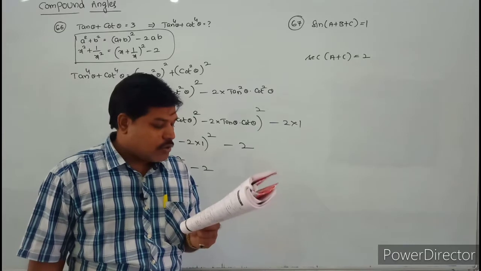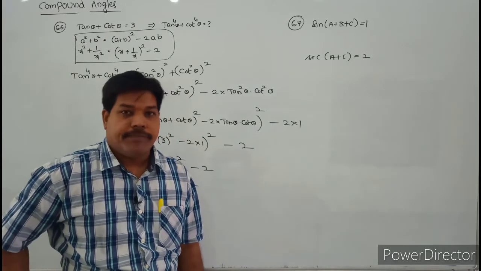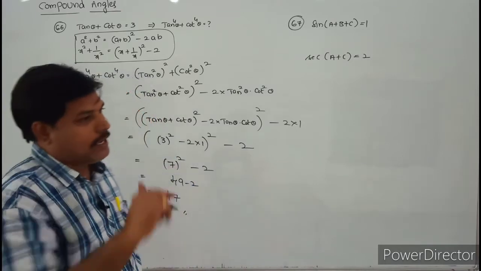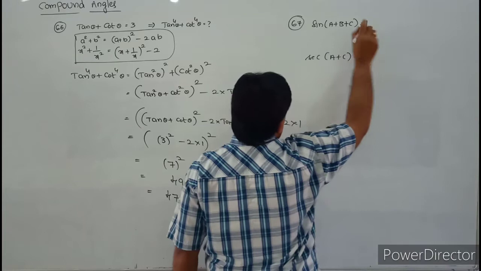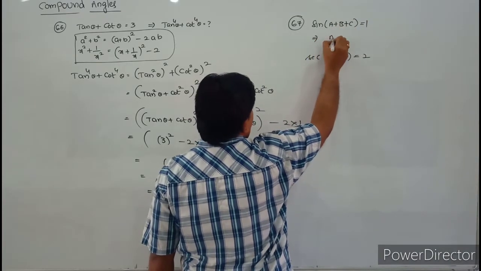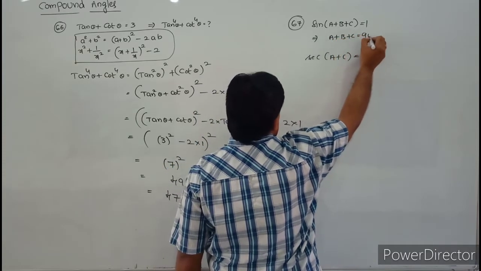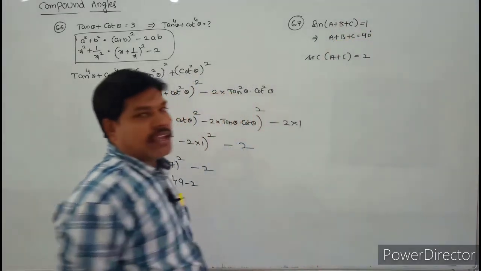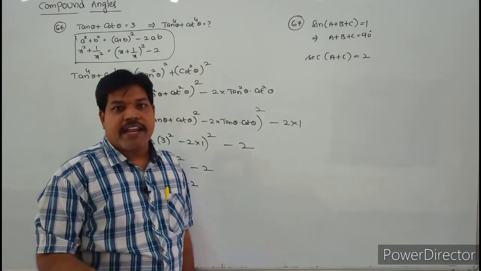Then the question is, ABC being acute angles, then the angle B is? See here, sine of a plus b plus c is equal to 1. So that implies a plus b plus c is equal to 90 degrees. I am taking that acute angle here. A plus b plus c is 90 degrees. Why? Because sine 90 is 1.